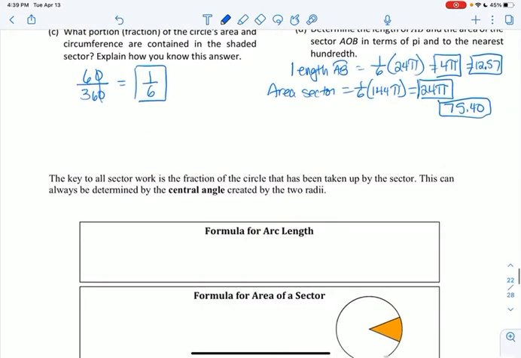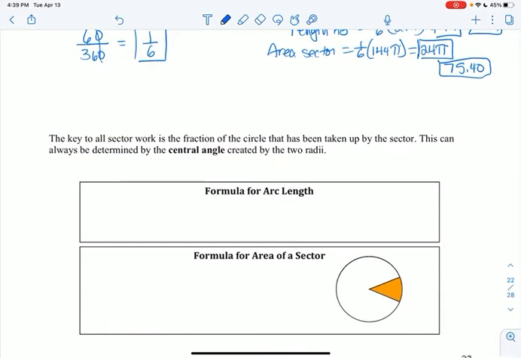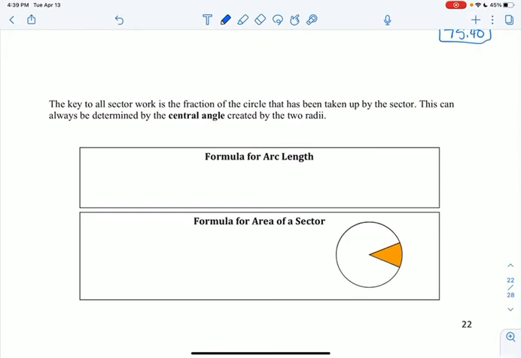All right, so the key to all this sector work is the fraction of the circle that has been taken up by the sector. This can always be determined by the central angle created by the two radii. So basically the formula to find the arc length is whatever that angle is over 360 times 2 pi r, because that's my circumference formula. And the formula for area of a sector is the same thing: whatever that central angle is over 360 times pi r squared. These are the two formulas that we're going to be using, and we'll try them out on the next page.